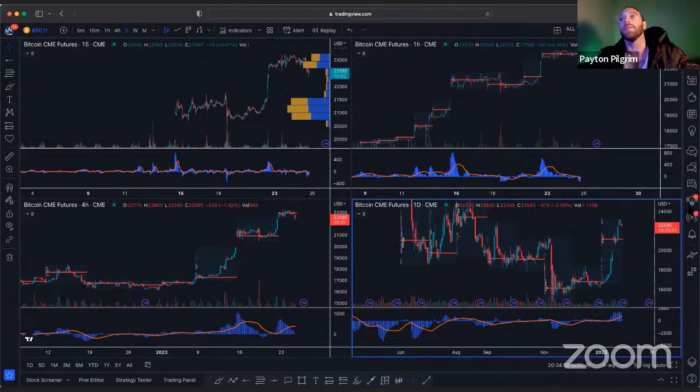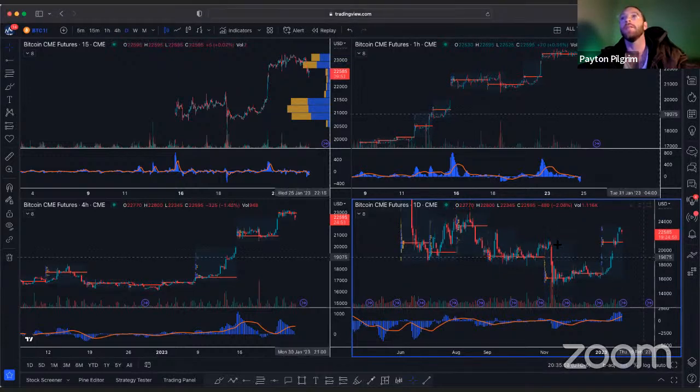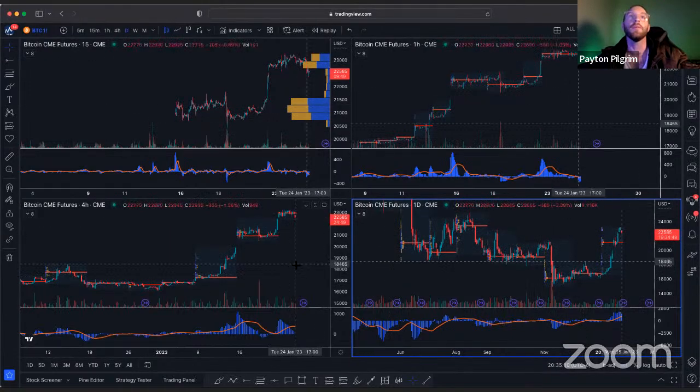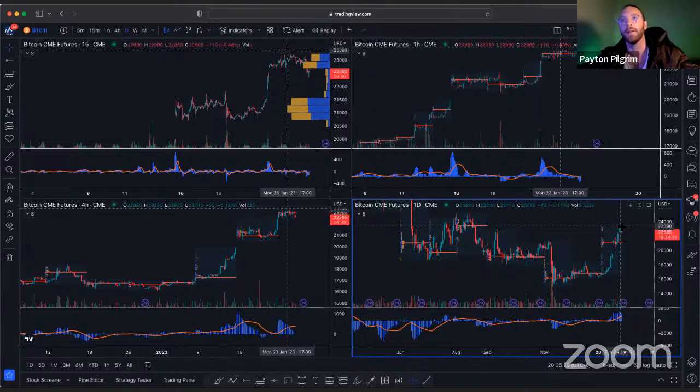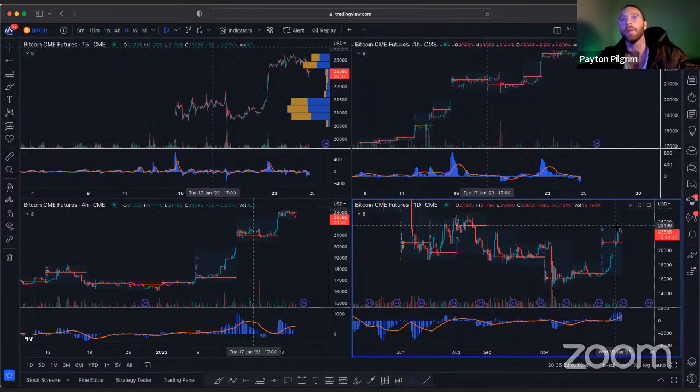Bitcoin's in an interesting spot. Obviously, it came into, and I'm on the CME futures, it came into this level of volume that has been just chilling, that has not got tapped. It didn't get tapped technically, but it got really close. You can see that on the 4 hour, it got really close.